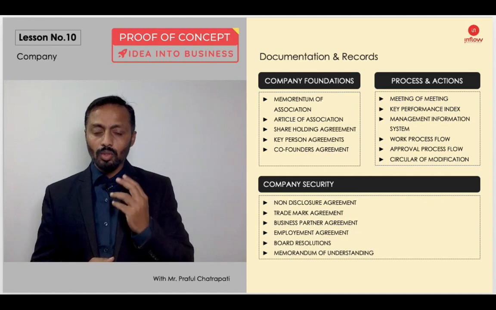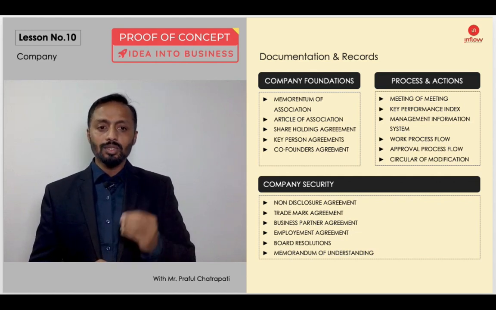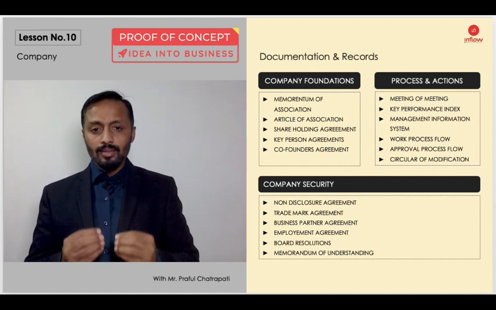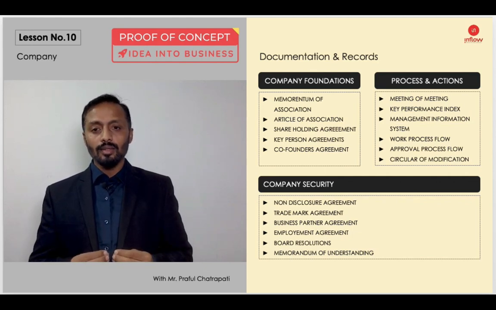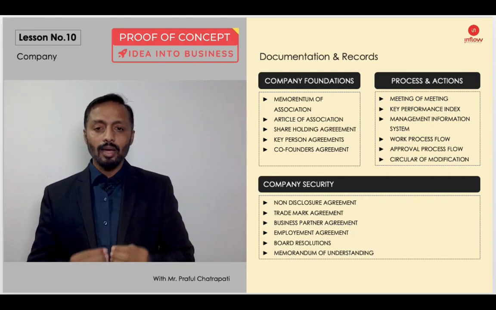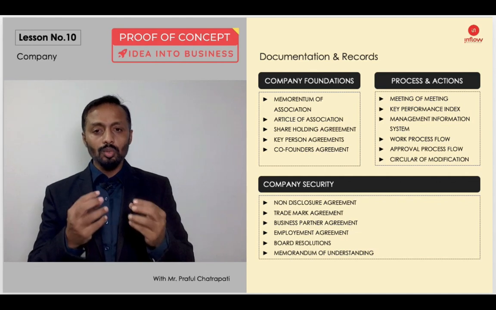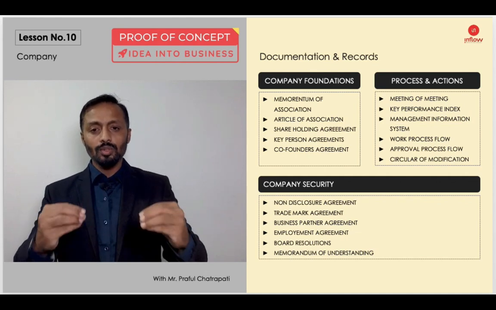Approval process flow, we have already discussed. Circular of modifications: any modifications you are doing in the company, make a proper circular, convey it to all the right people, educate them, guide them. So what you are thinking as a management should reach the last mile.